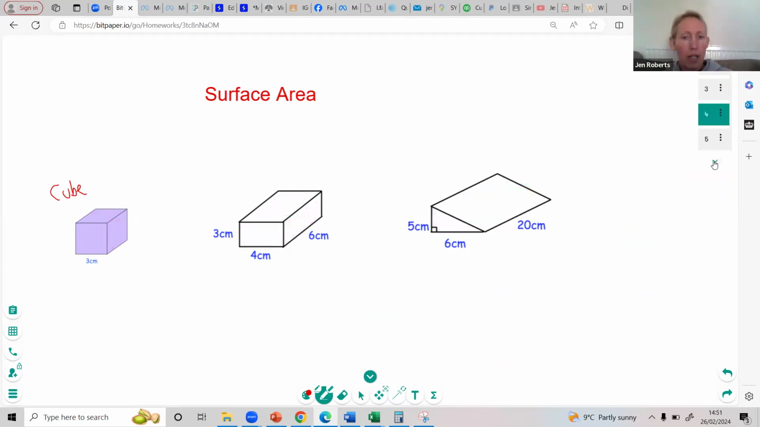Okay, so can you have a go at these 3 questions, please? I need to change the dimensions because they're exactly the same. Bear with me while I change all of these. Once I've changed them, can you find the surface area of these 3 prisms, please?